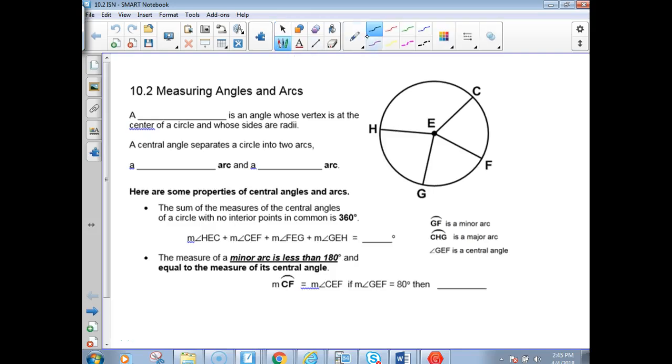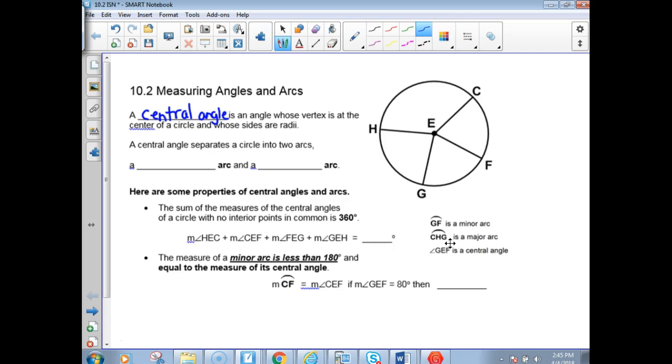All right, so 10-2, geometry. We're going to talk about the measuring of angles and arcs in a circle. Okay, and the first thing we need to know is what a central angle is. A central angle is an angle whose vertex is at the center of the circle and whose sides are radii.